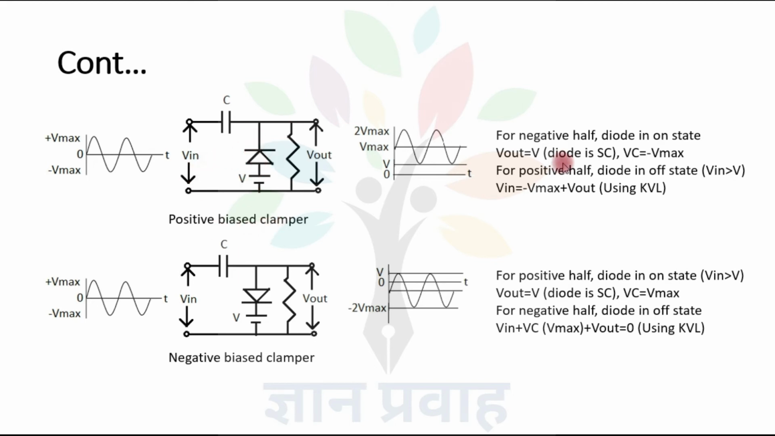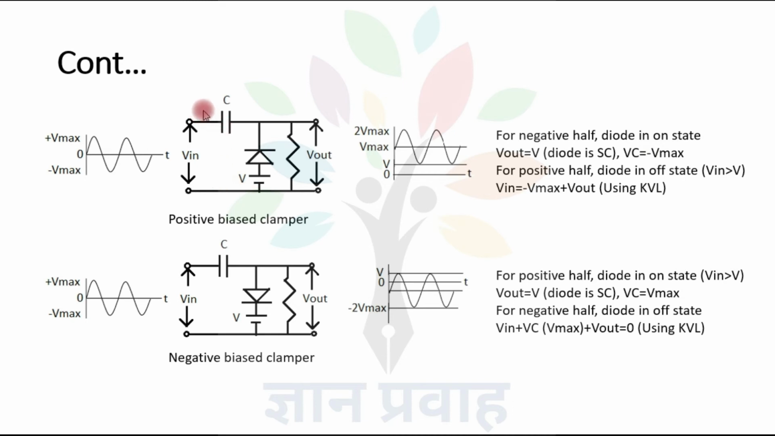The operation of the circuit is explained here. For the negative half, this terminal is negative, this one is positive. The diode is operating in forward bias. The P side is connected to the positive terminal of this battery, and this terminal is positive. It means this PN junction diode is operating in forward bias. So for the negative half, Vout equals V, and this capacitor is charged up to the maximum voltage of the input signal. For the negative half, it means Vc, that is the voltage across the capacitor, is minus Vmax.